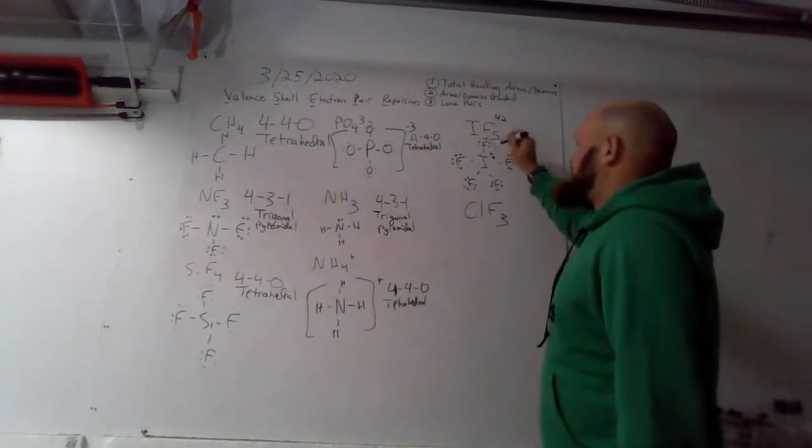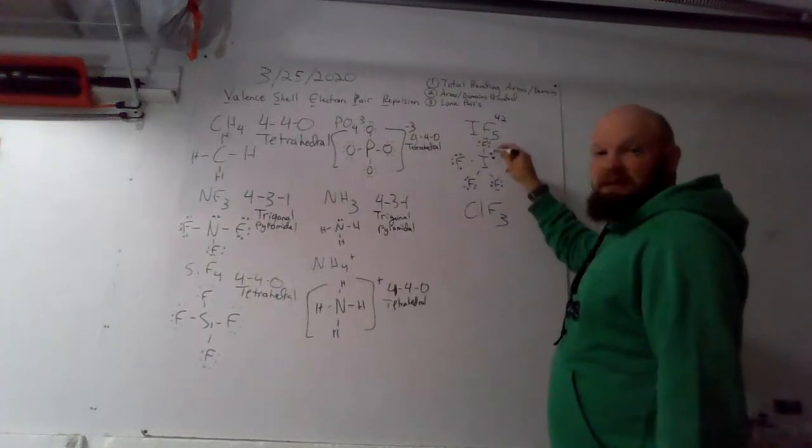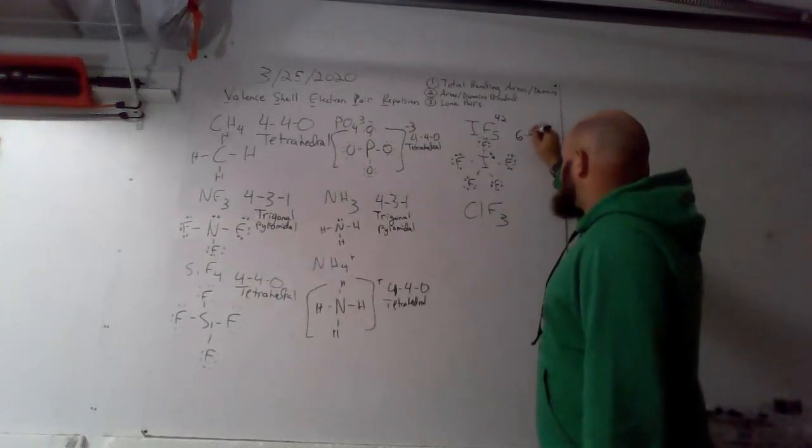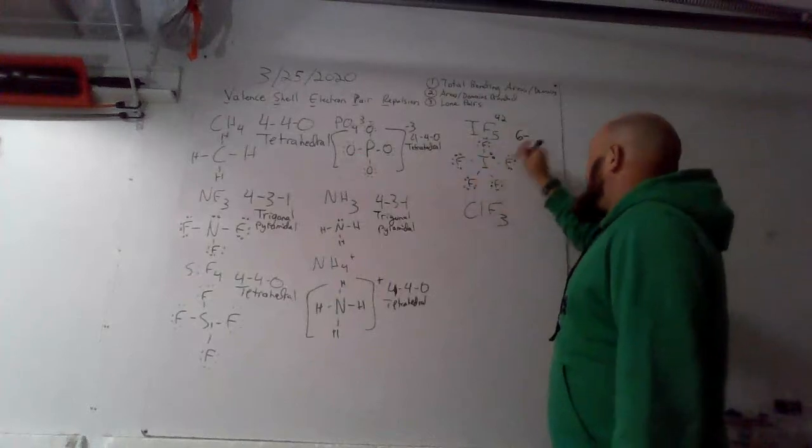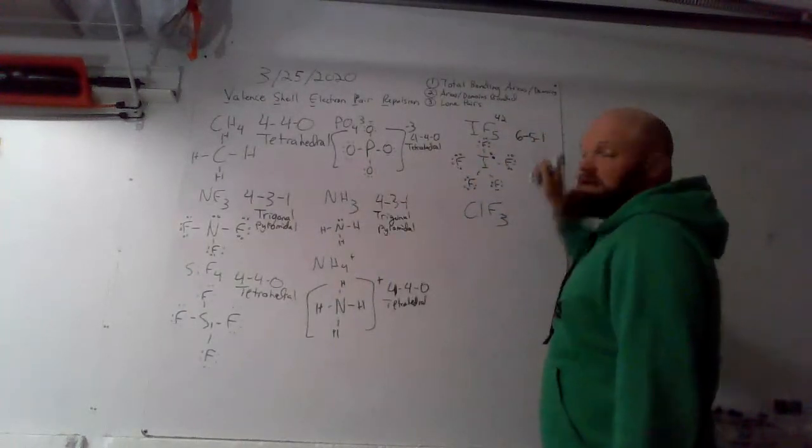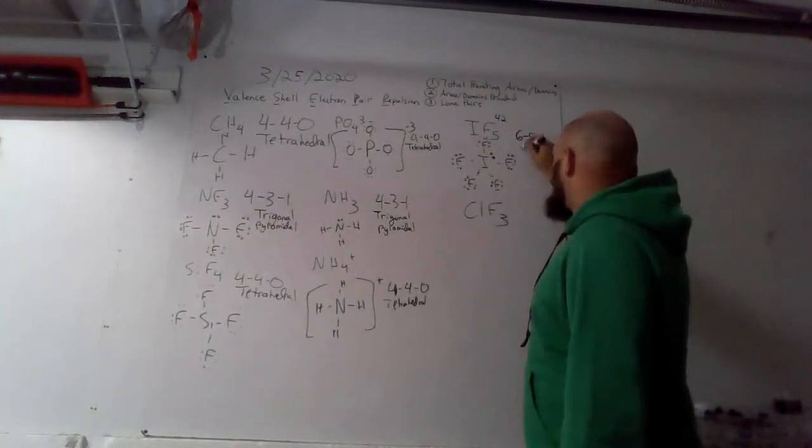So I look around here, and I have 6 bonding areas, because I have the 5 Fs and the 1 lone pair. So my first number is 6. 5 of them are bonds. 1 is not. So when I look that up, that's what's called square pyramidal.